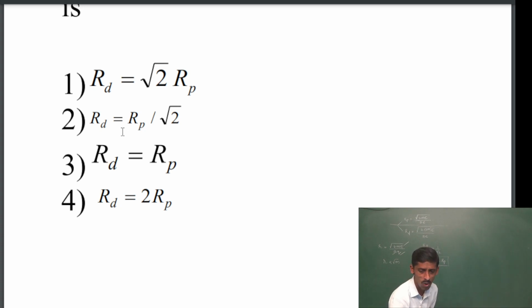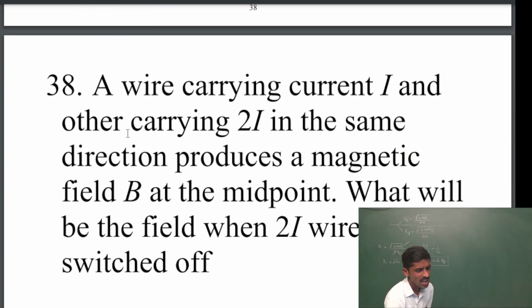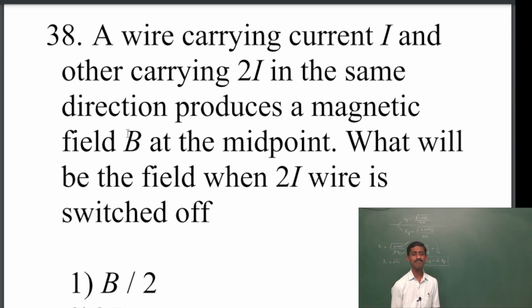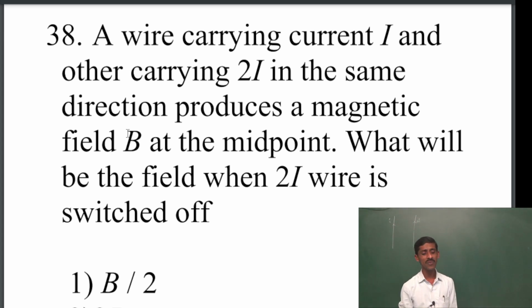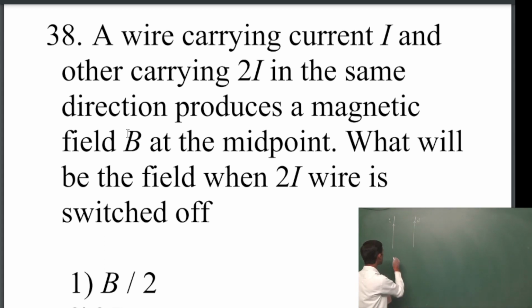A wire carrying current I and another carrying current 2I in the same direction. One wire has current I, the other wire has current 2I. Both are carrying current in the same direction, I and 2I. They produce a magnetic field B at the midpoint. For convenience, let us take the distance between the two wires as 2R. So between the two wires at the midpoint, the magnetic field is B.